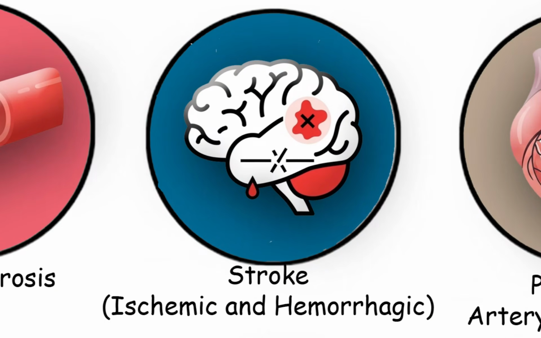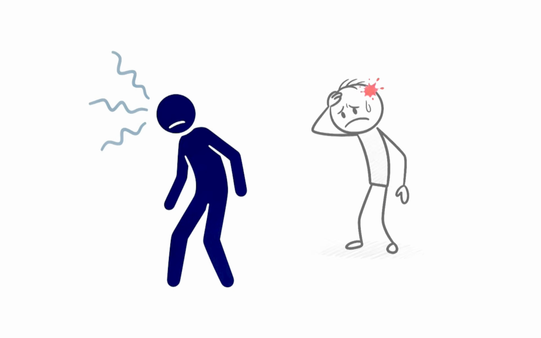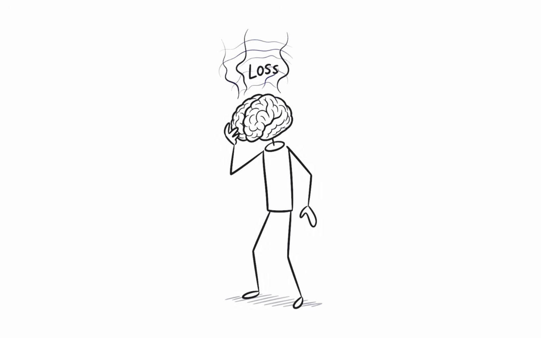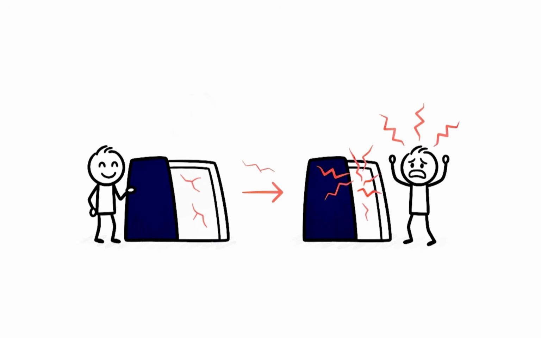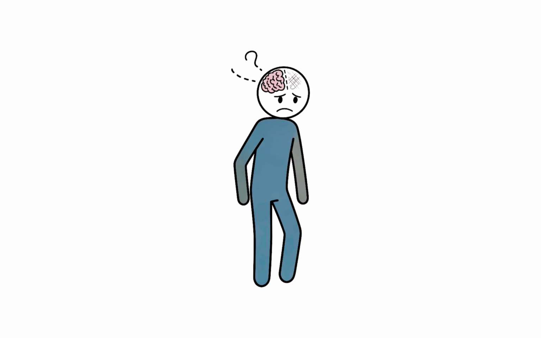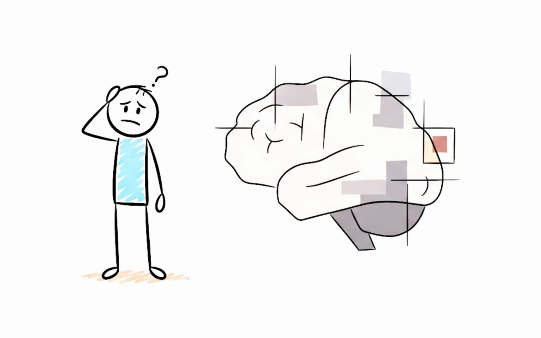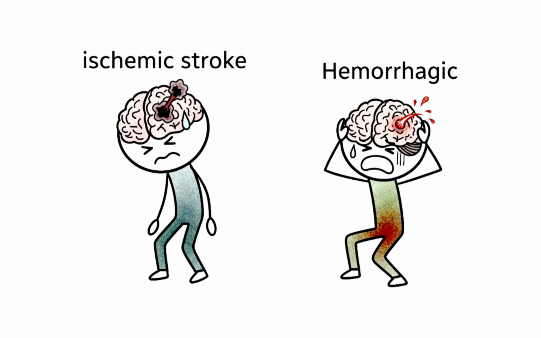A stroke occurs when blood flow to part of the brain is interrupted, depriving brain cells of oxygen and nutrients. Brain tissue is highly sensitive to oxygen loss, and damage can begin within minutes. The effects of a stroke depend on the location and extent of the affected brain area. There are two main types of stroke: ischemic and hemorrhagic.